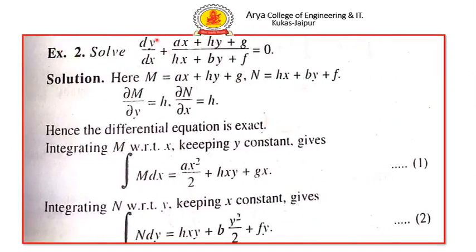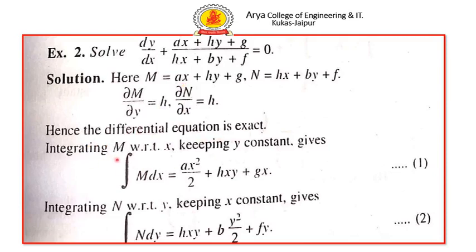Next question: dy by dx plus (ax plus hy plus g) upon (hx plus by plus f) equals 0. First, we convert it into the form M dx plus N dy equals 0. Here M, the coefficient of dx, is ax plus hy plus g. N, the coefficient of dy, equals hx plus by plus f. Now we see that del M upon del y and del N upon del x both equal h. So the equation is an exact differential equation.